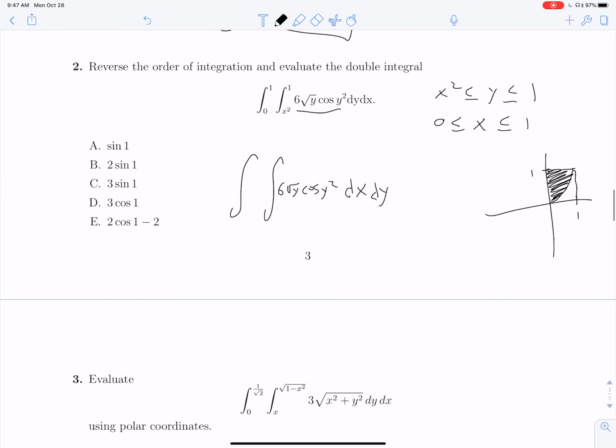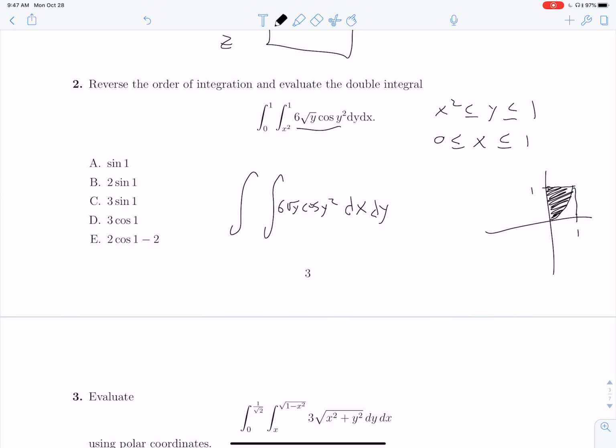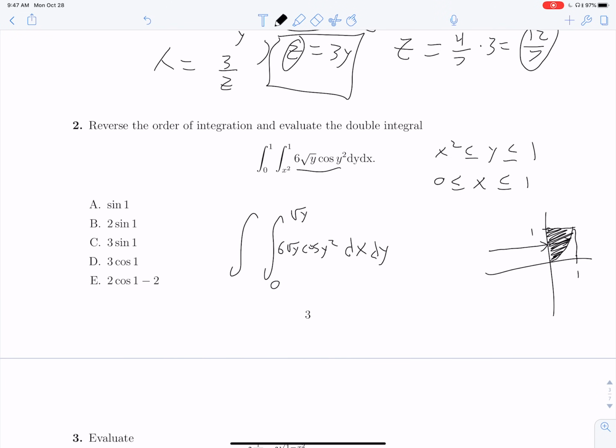And in order to pick our new bounds, we're going to draw a line parallel to the x-axis first and see what that line hits first. And it looks like it hits 0 first. So 0. And then if we continue that line, what are we going to hit? Well, we're going to hit this function in terms of x, which will actually be root y, and we can solve for that easily just by finding x in terms of y, which would be x equals root y.